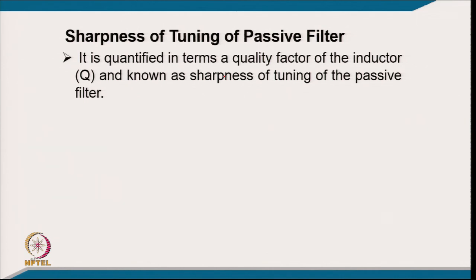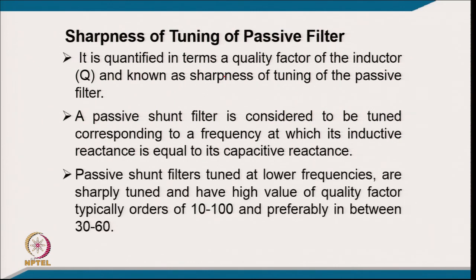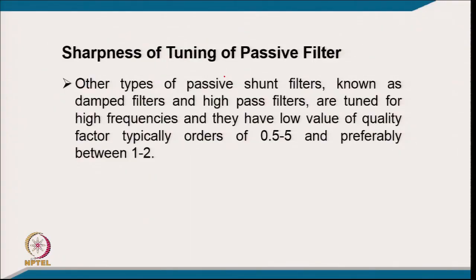Sharpness we explain with the help of the quality factor of the inductor or of the circuit. A passive shunt filter is considered to be tuned at a frequency at which the inductive reactance is equal to the capacitive reactance, and passive shunt filters tuned at lower frequencies are sharply tuned and have a higher value of quality factor, typically of the order of 10 to 100, and preferably between 30 and 60. So that quality factor is quite high, and when quality factor is high, it means the resistance is small, and if resistance is small, losses are also small. But practically you cannot avoid losses, because you still have some resistance.